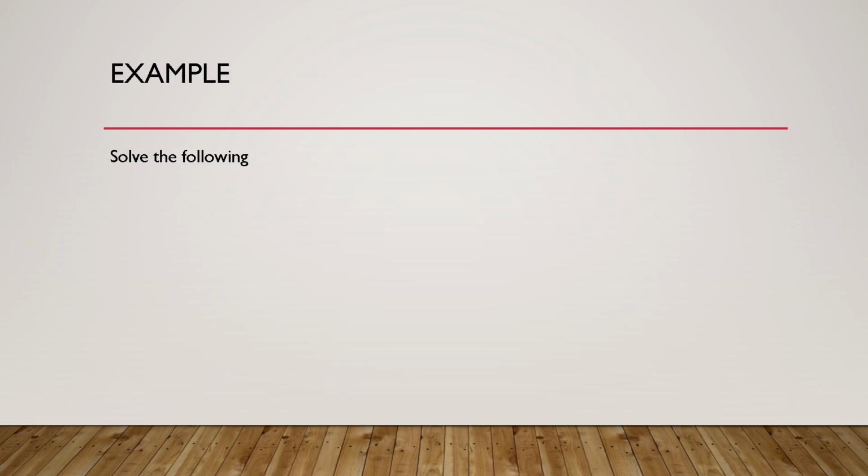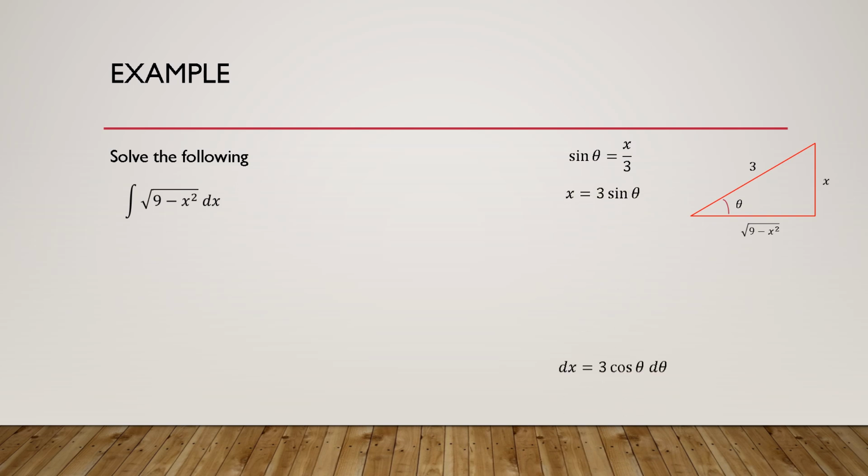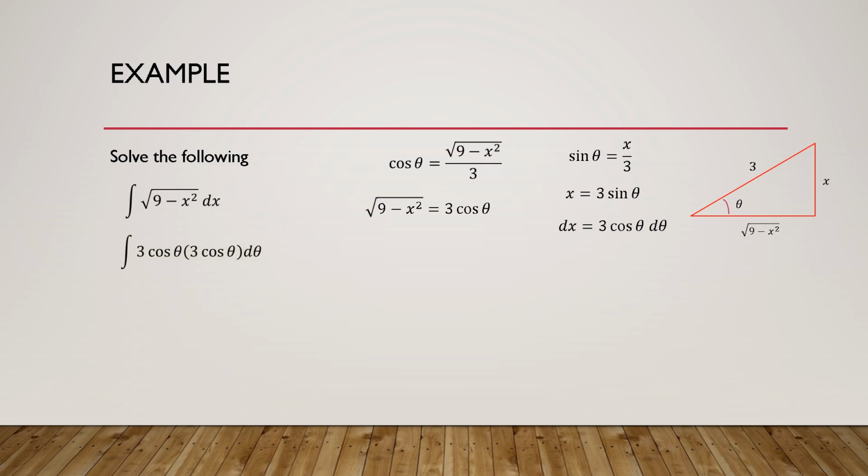In this example, let's find the integral of the square root of 9 minus x squared dx. This relates to the integral of the square root of a squared minus x squared, where a is 3. Recreating the right triangle, we see that sine theta equals x over 3, making x equal to 3 sine theta. Then dx is 3 cosine theta d theta. Cosine theta would be the square root of 9 minus x squared over 3, making the square root of 9 minus x squared equal to 3 cosine theta. We can now substitute in the integral the square root of 9 minus x squared with 3 cosine theta, and dx with 3 cosine theta d theta.